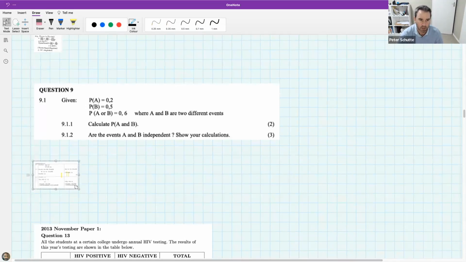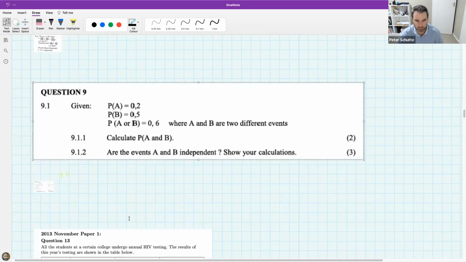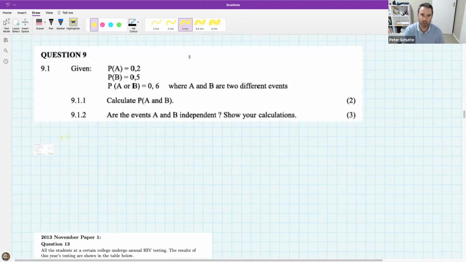So you are given the following question. Calculate for me the probability of A and B occurring. And this time, all you're given is the stuff above it. So I want to know from you, where do I even start? What bit of mathematical theory might be helpful?